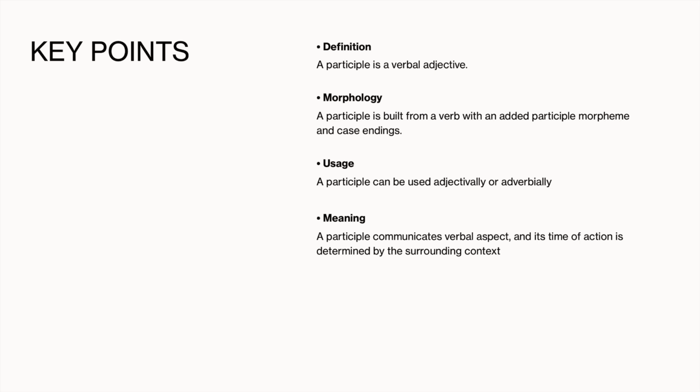We want to define a participle, and a participle is a verbal adjective. We want to talk about morphology. Participles are built on verbs, but there's an added participle morpheme that transforms it into a participle. And there are case endings because it is an adjective. So it truly is a verbal adjective.